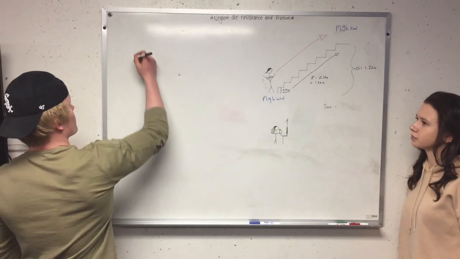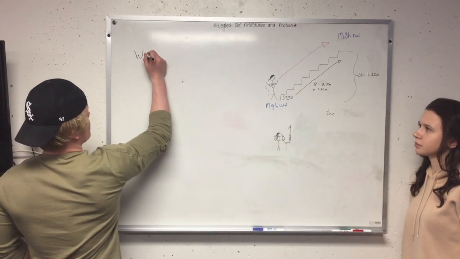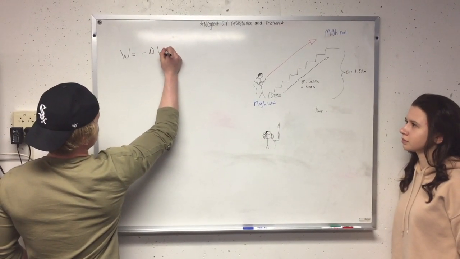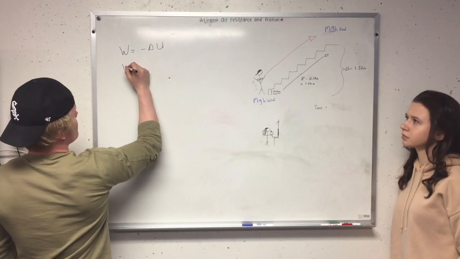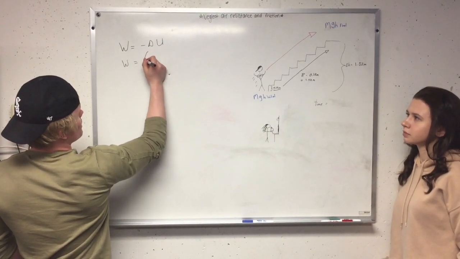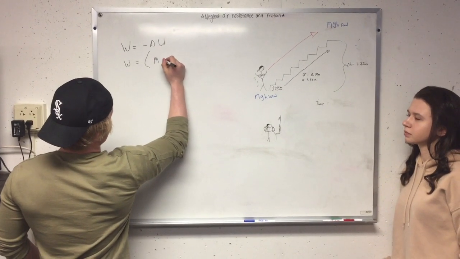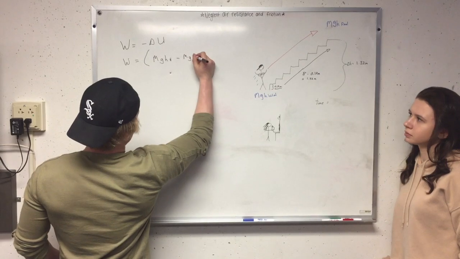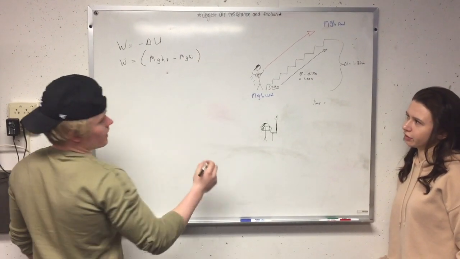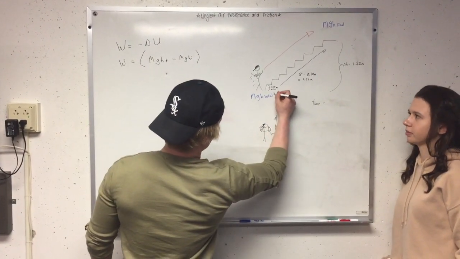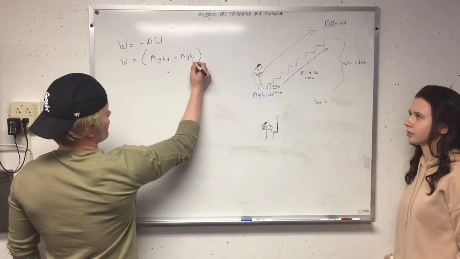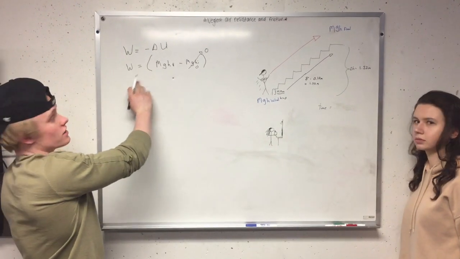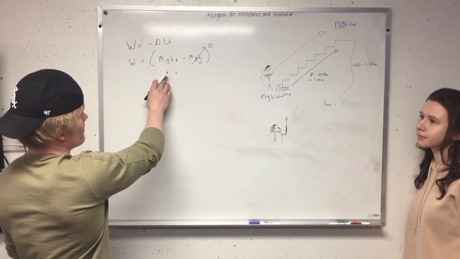So to calculate the work, we're going to use the work theorem of the negative change in gravitational potential energy. We can calculate that by doing mgh final subtracted by mgh initial. Now, at the bottom, we have our height equal to 0, so this is going to be equal to 0. So our work done is just going to be our gravitational potential energy final.